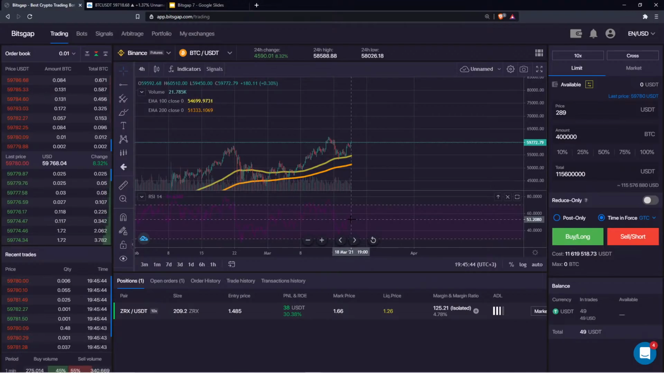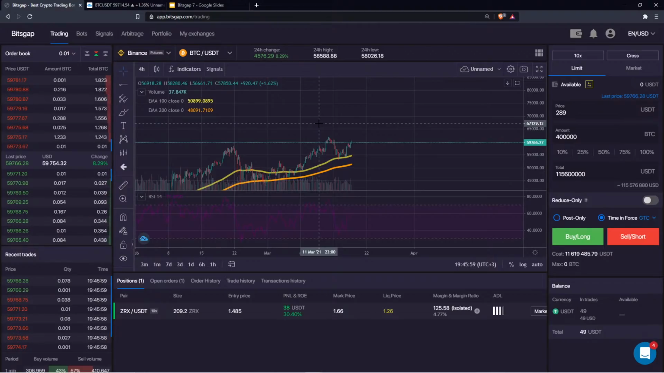So once again, the RSI, the moving averages, and the volume profile, these are the tools that you can use to analyze the market sentiment from the technical analysis standpoint. Once again, there are so many strategies that you can find on YouTube, many articles written about it, and we also have some strategies at the Bitsgap blog.